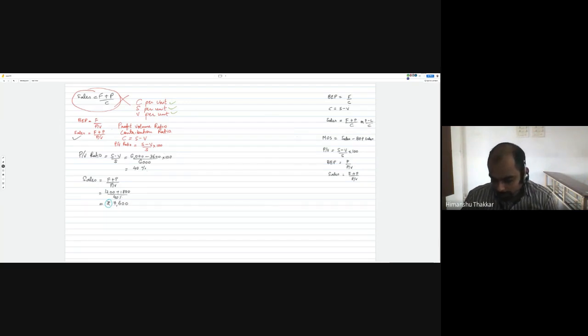Okay, this is the example. Can you just find out the first point? That is break-even sales in terms of rupees. Okay, which formula can we use here? The basic formula or PV ratio formula for BEP?